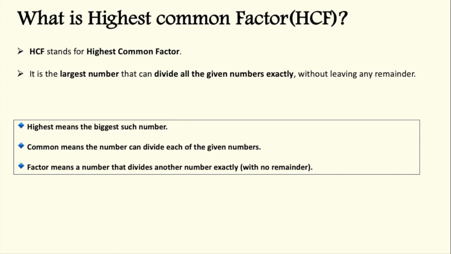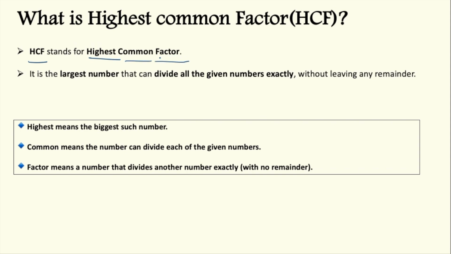Today we are going to learn a very important concept in mathematics called HCF. I know it sounds like a big term for newbies, but don't worry, once we break it down, you will see just how simple it is. So what is HCF? HCF stands for highest common factor.